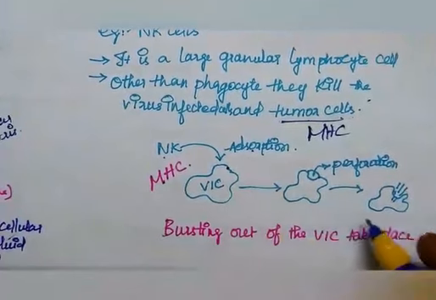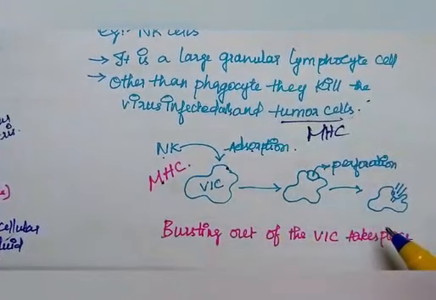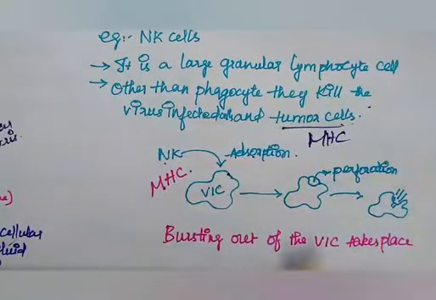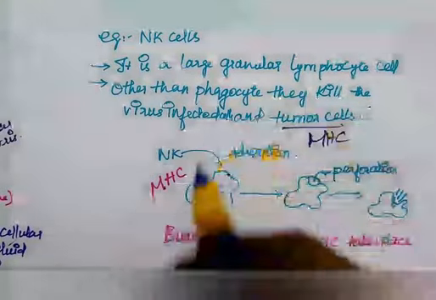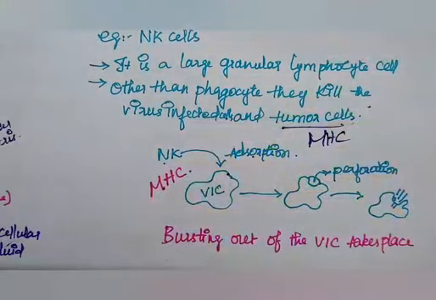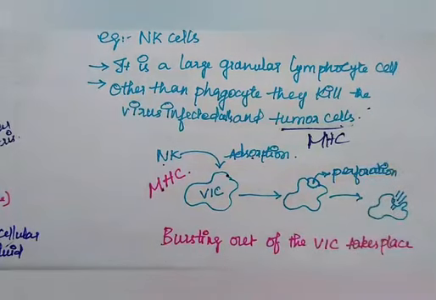After that, perforation, the making of perforations on the surface of this virus-infected cell or tumor cell, takes place, so that water rushes into the cell and bursts it. This is how it takes place. The natural killer cells not only perform their action in innate immunity, they also help the T lymphocytes to perform their action, that is the acquired immunity.